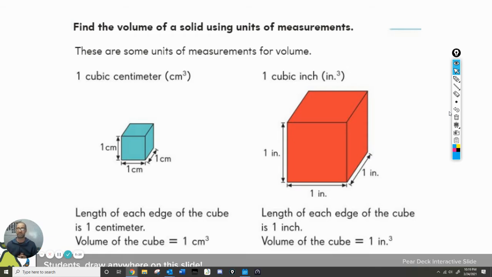Oh, now you can find the volume of a solid using units of measurement. Some measurements for volume include cubic centimeters, because you would do centimeter by centimeter by centimeter, and inches by inches by inches, giving you cubic inches. So in this case, you have a cube that is a centimeter that's 1 cubic centimeter. If you've ever used centimeter cubes in any of your earlier math classes, that's why they're called that. And then this is a cube with a volume of 1 inch cubed.